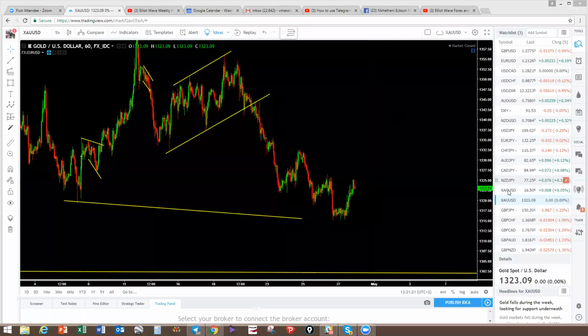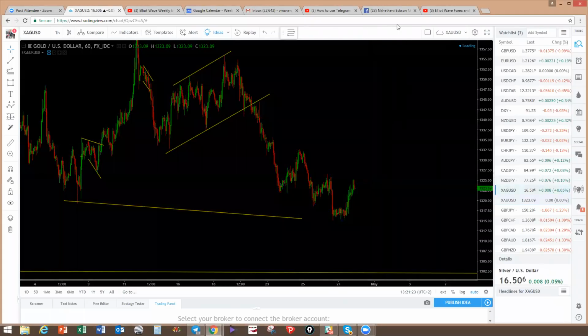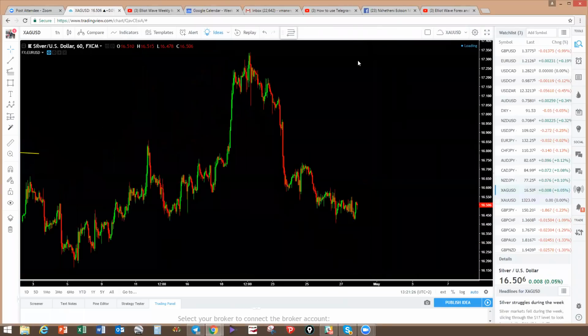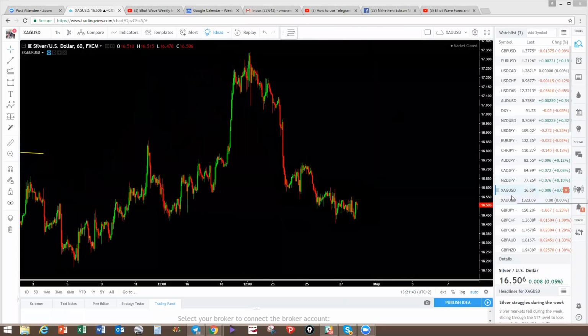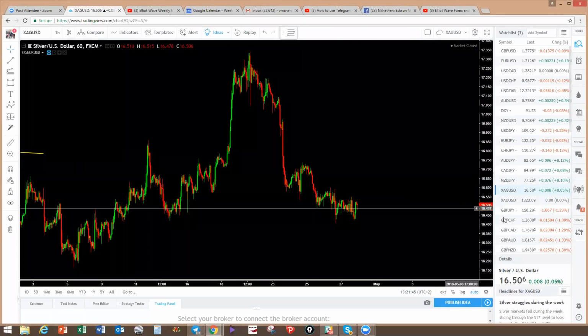Okay. Silver. Silver, 1 hour, you're getting a V pattern there. So expect a reaction higher on silver as well. Pull back, we take it up. All right. Easy.